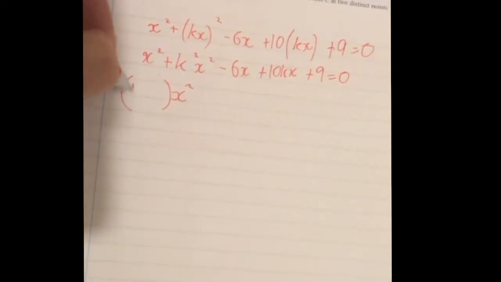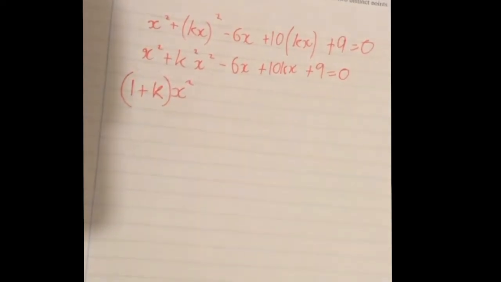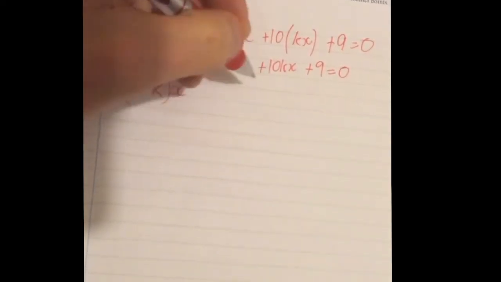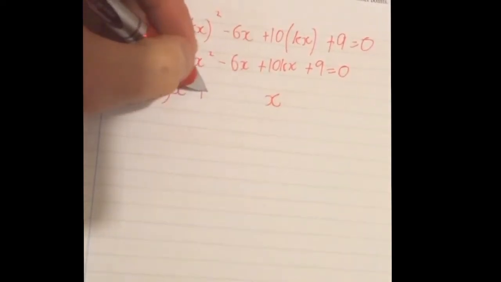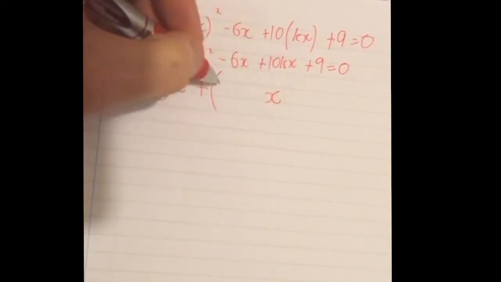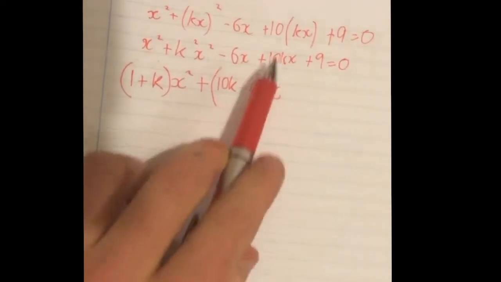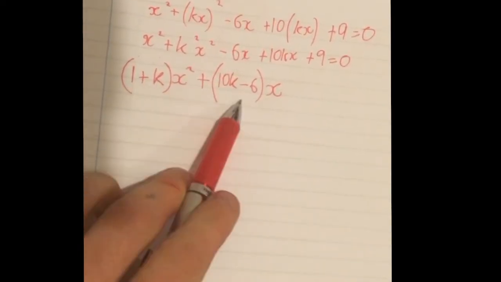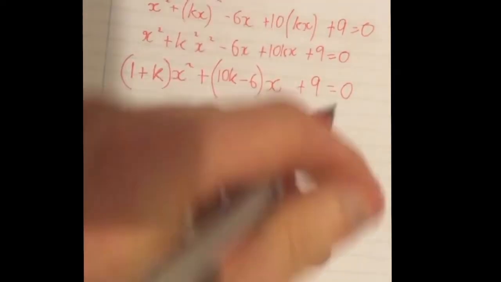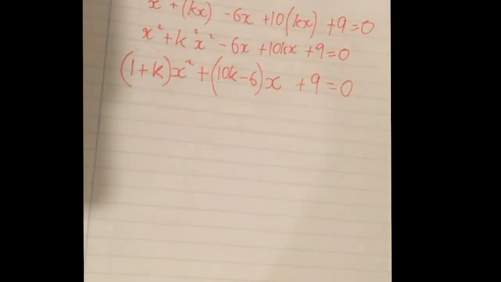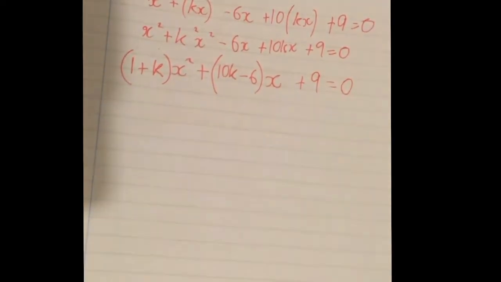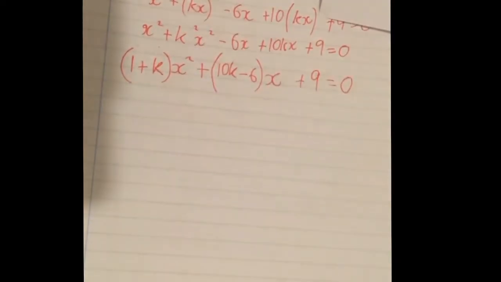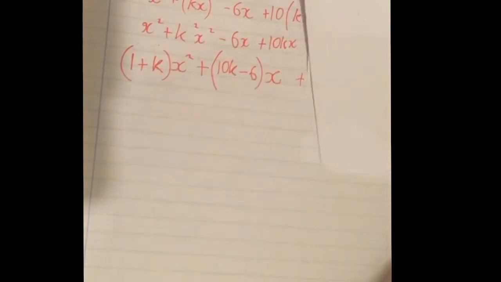and we get 1 plus k. Take out positive x as a factor, and we get 10k minus 6. So it basically factorized x out of here, x squared out of here, and got these 2 factors, plus 9 equals 0. So when we're doing the discriminant, b squared minus 4ac is greater than 0. Those are the values we need to use for a, b, and c.